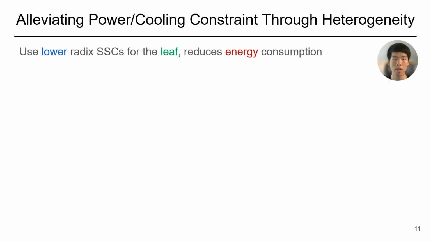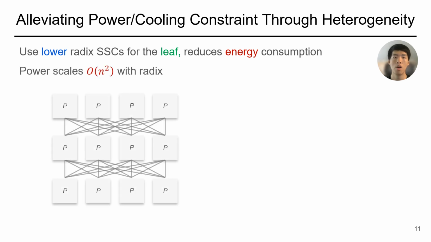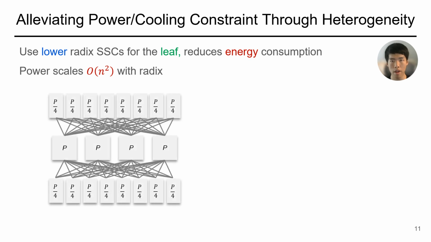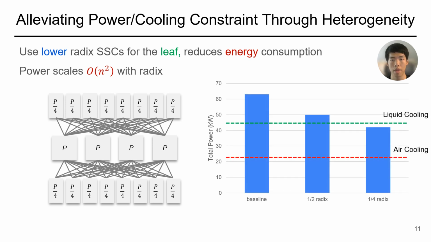To address the power consumption problem, we propose to use heterogeneous SSEs with different radixes. We observe that we could use 2 SSEs with half radix as a leaf node without changing the overall radix. We also know that power varies quadratically with radix, so we are able to reduce the overall power when compared to the homogeneous SSE system without affecting the system radix.